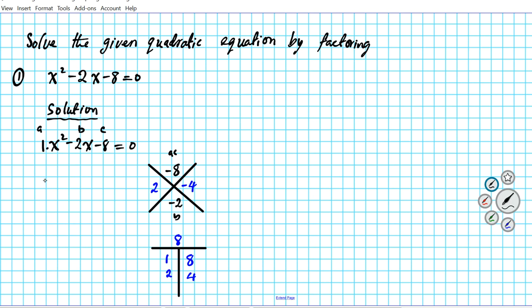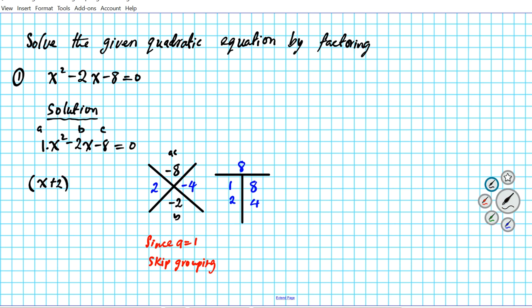and then we just jump straight to the factored state. Since A is equal to 1, we can skip grouping and just jump right to the factored state, which is x plus 2, that's this first number here, and then x minus 4 equals 0.